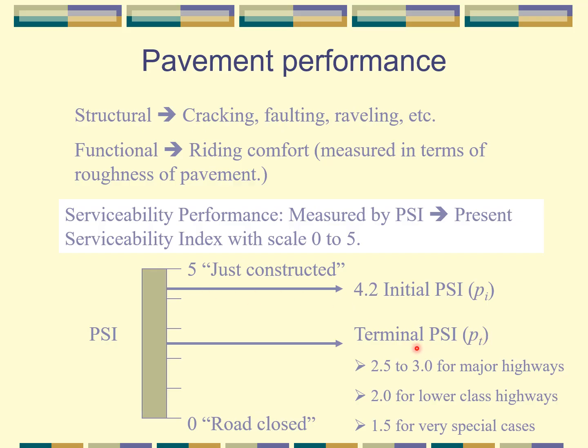And the terminal Present Serviceability Index is 2.5 to 3 for major highways, 2 for lower class highways, 1.5 for very special cases. A terminal Present Serviceability Index means that your road is having severe problems, but still it can be used. But here the performance is very low.